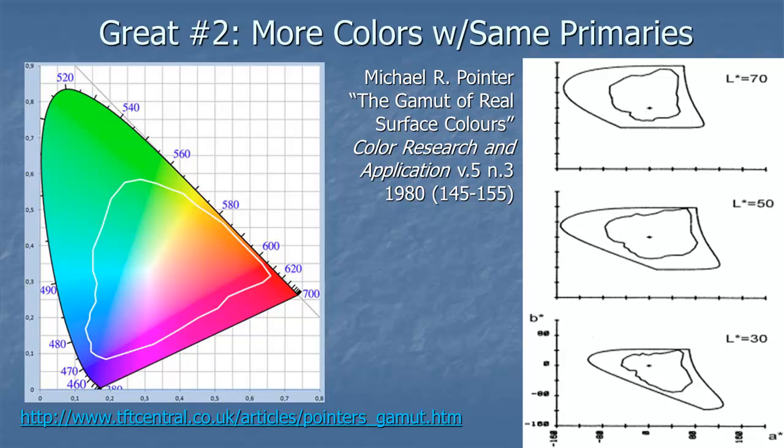So here it is at 3 different luminance levels, and you can see the chromaticity changes, but also the gamut of surface colors changes. So if you can increase the luminance levels that you're offering to the viewer, you're increasing the gamut of colors without increasing the chromaticity points of the phosphors.